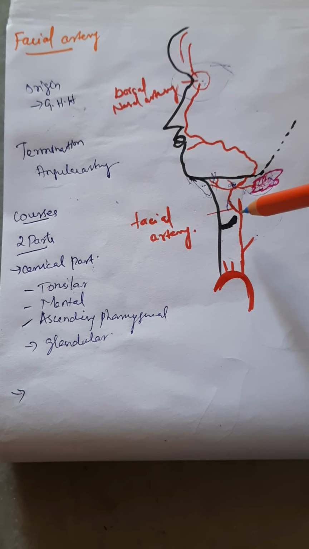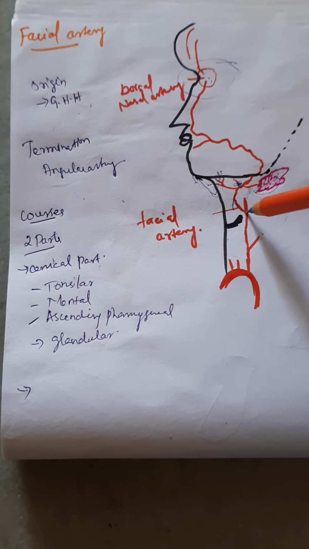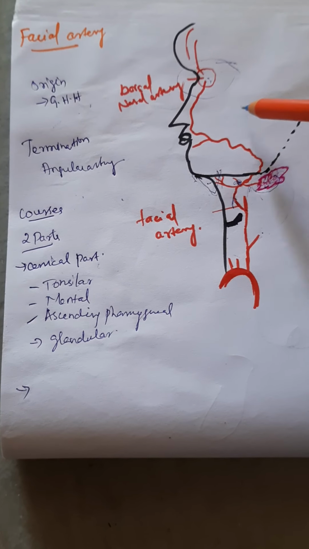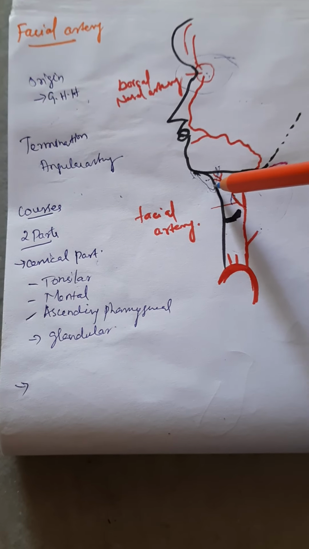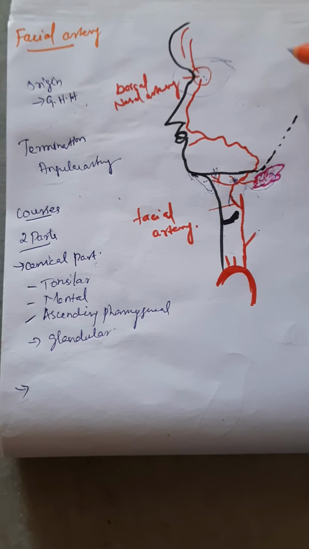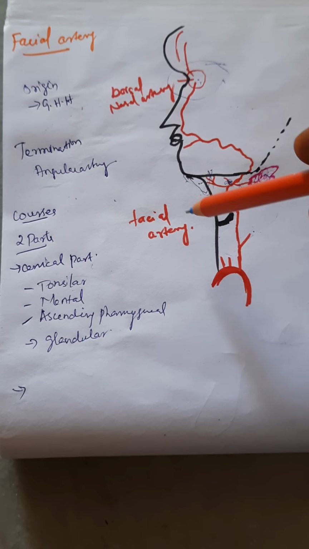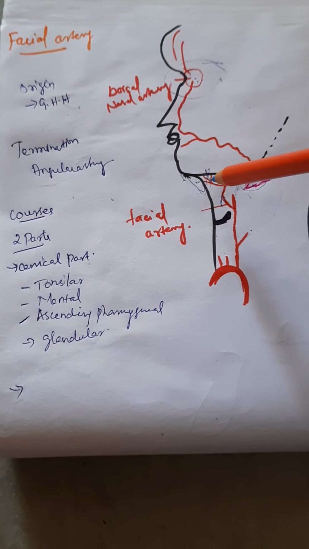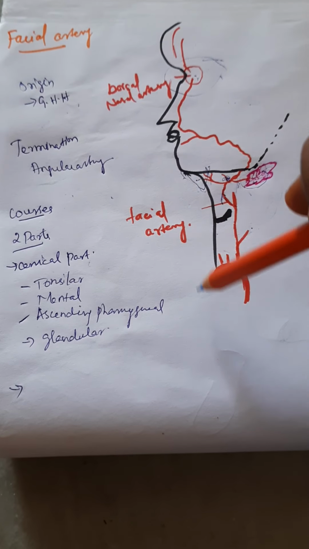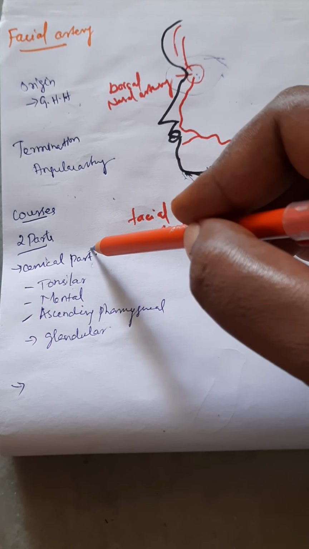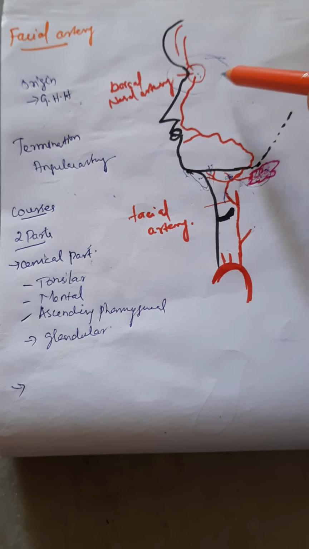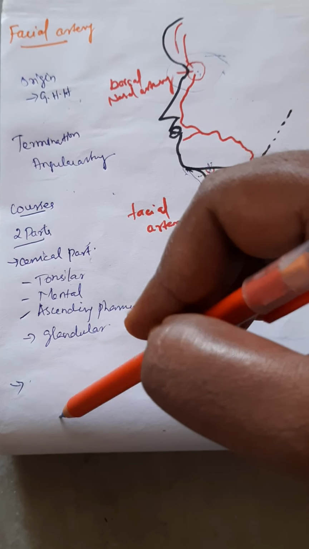Once the facial artery gets its origin, it passes through two regions, the cervical region as well as the facial region. We divide the course into two parts. Within the neck region, we call it the cervical part. The face region is the next part, the facial part.